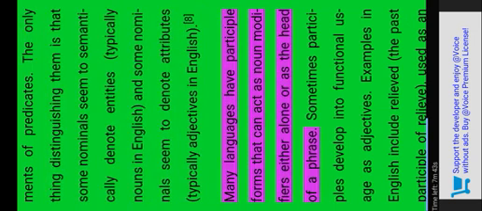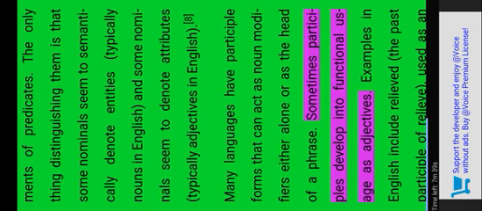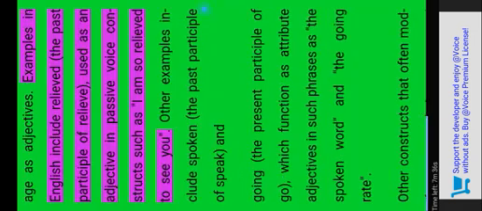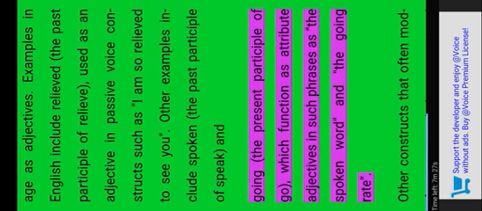Many languages have participle forms that can act as noun modifiers either alone or as the head of a phrase. Sometimes participles develop into functional usage as adjectives. Examples in English include relieved, the past participle of relieve, used as an adjective in passive voice constructs such as, I am so relieved to see you. Other examples include spoken, the past participle of speak, and going, the present participle of go, which function as attributive adjectives in such phrases as, the spoken word, and, the going rate.